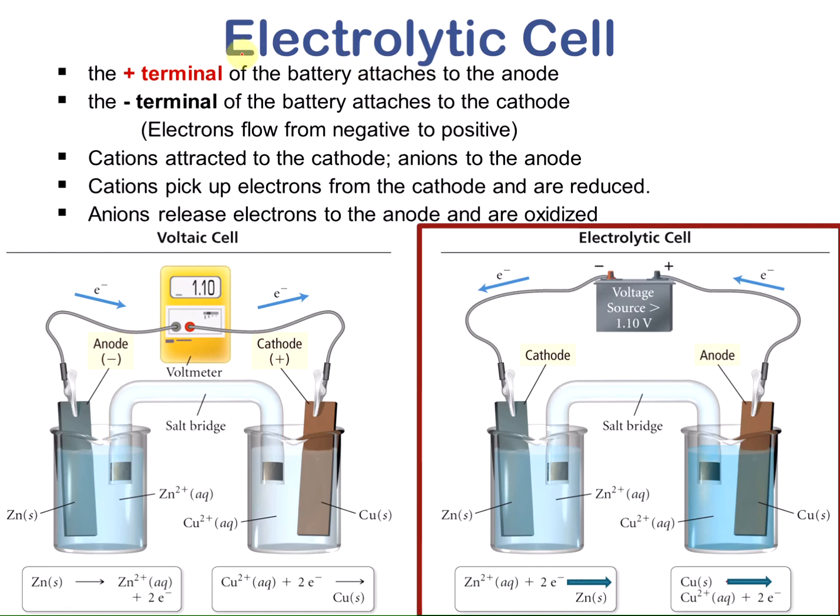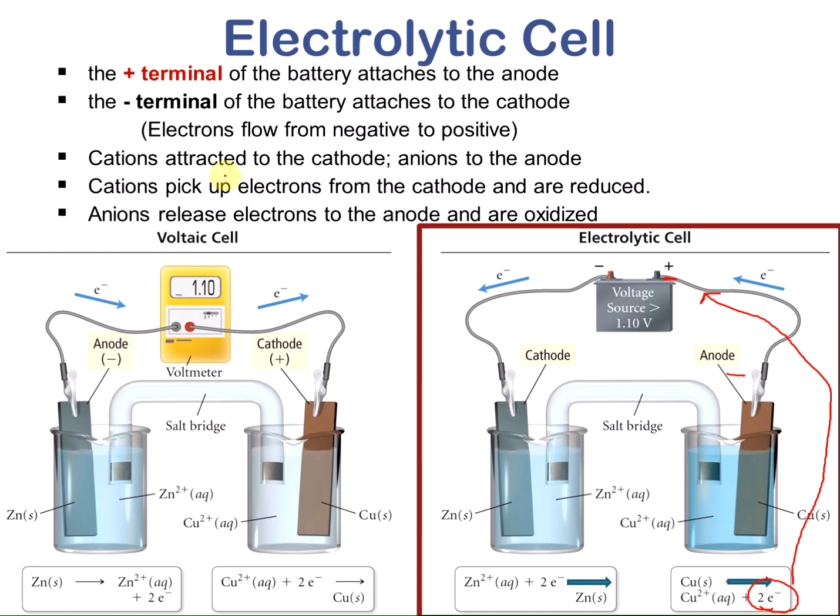So in the electrolytic cell, the positive terminal of the battery attaches to the anode. So you've got the positive terminal attached to the anode because at the anode you have oxidation and the electrons are being produced. Those negatively charged electrons flow to the positive end because negative always goes to positive. And then the negative terminal of the battery attaches to the cathode. So the electrons flow from negative to positive.